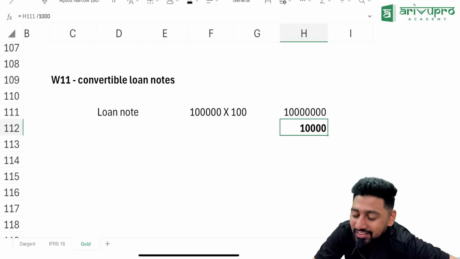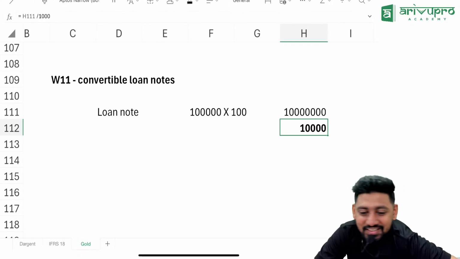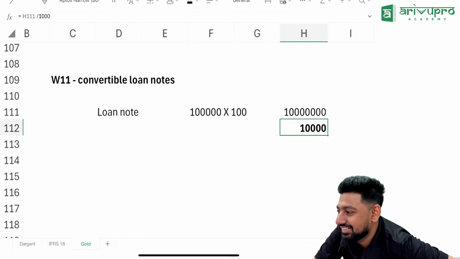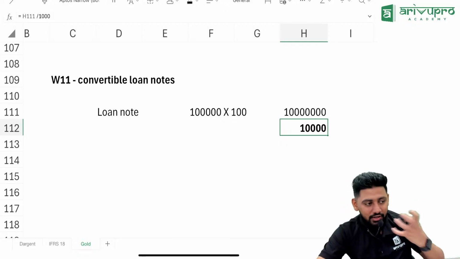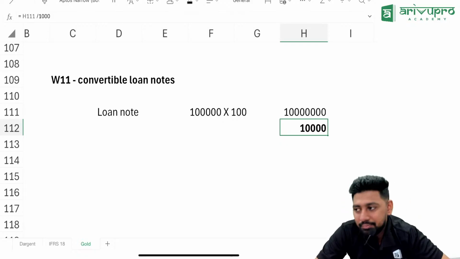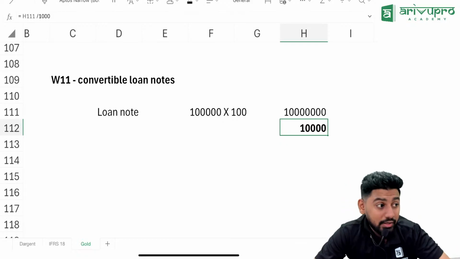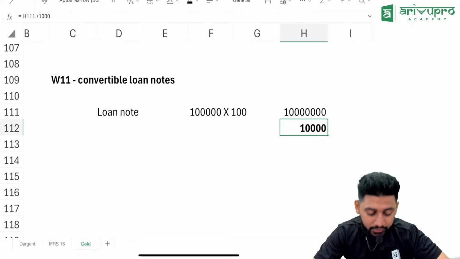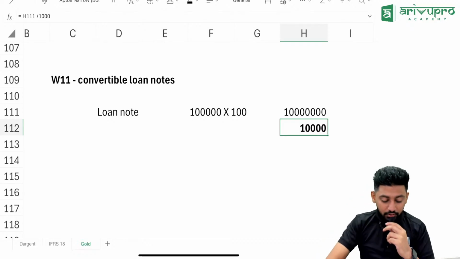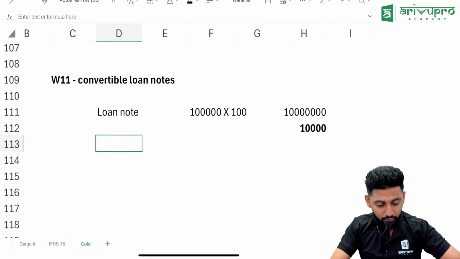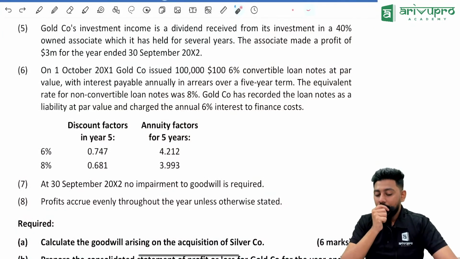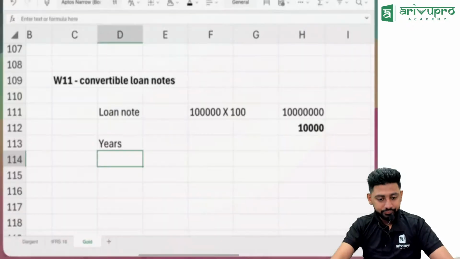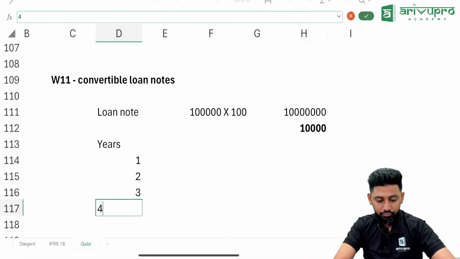If we work with 100,000, we mess up. We are so used to getting figures like that, we can mess it up in the exam. You have to be careful. You have to be really careful. Okay. Now we have to recognize it at present value. How many years? 5 years. Year 1, 2, 3, 4, 5.